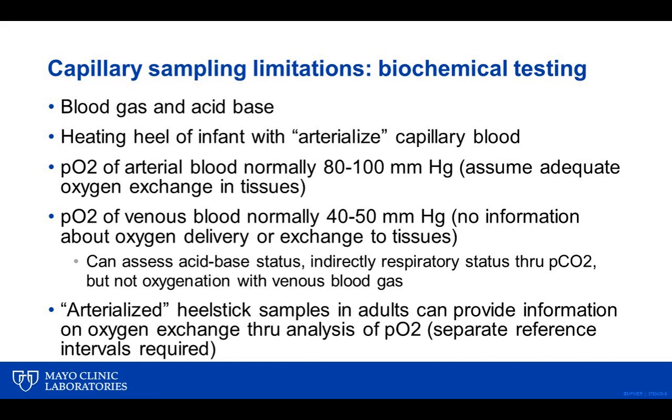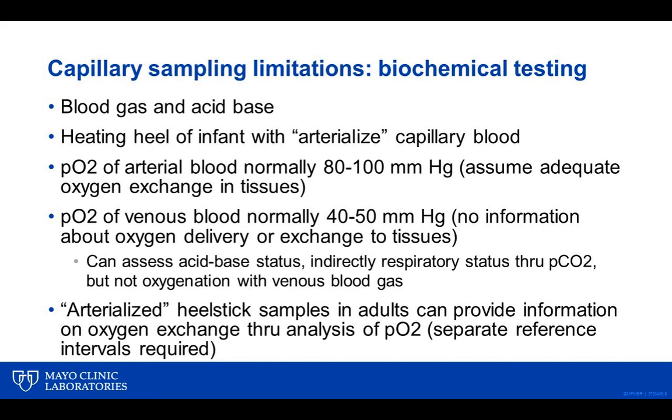And by arterializing that capillary blood, by heating the heel of an infant, we can get a sample where the PO2 will give information about oxygenation. So the normal PO2 of arterial blood in an adult is 80 to 100 millimeters mercury. The PO2 of venous blood is very low, 40 to 50 millimeters mercury, and gives no information to us about oxygen delivery in the patient. But the arterialized heel stick sample can be used to provide information about whether the infant is getting oxygen into the tissues. And they do need a separate reference interval for that, though.